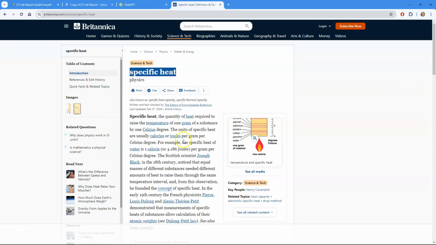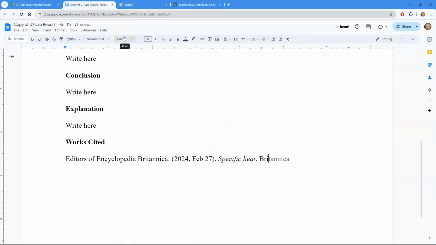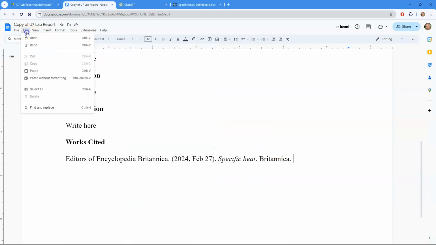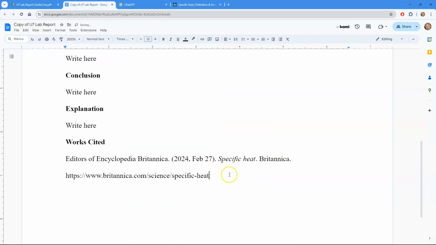Okay, next is going to be the name of the site. So this is just Britannica. And then finally the URL. So this is where you just copy and paste from the address bar up at the top, like that.